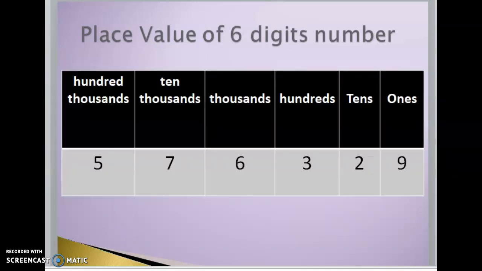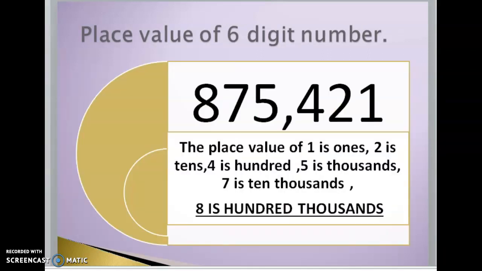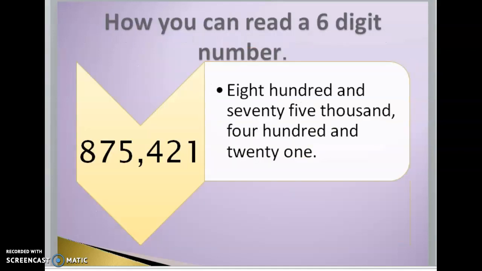So it's a 6-digit number. If you start from your right hand side, the first digit place value is ones, second is tens, hundreds, next thousand, then 10,000, and the sixth digit place value is 100,000. In another example, you can see the place value of every digit in a 6-digit number. So the place value of 1 is ones, 2 is tens, 4 is 100, 5 is 1000, 7 is 10,000 and 8 is 100,000.